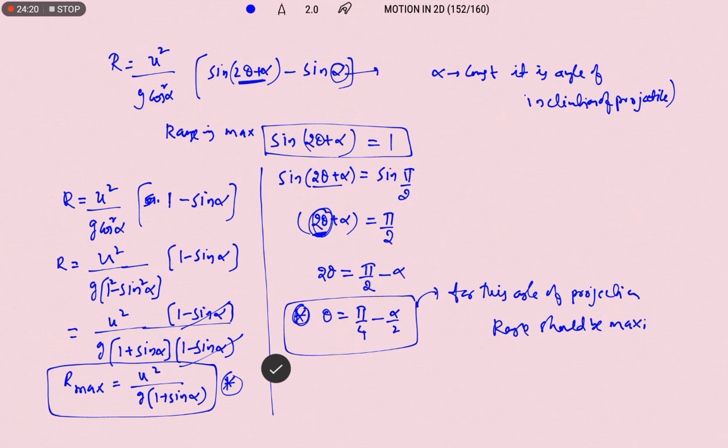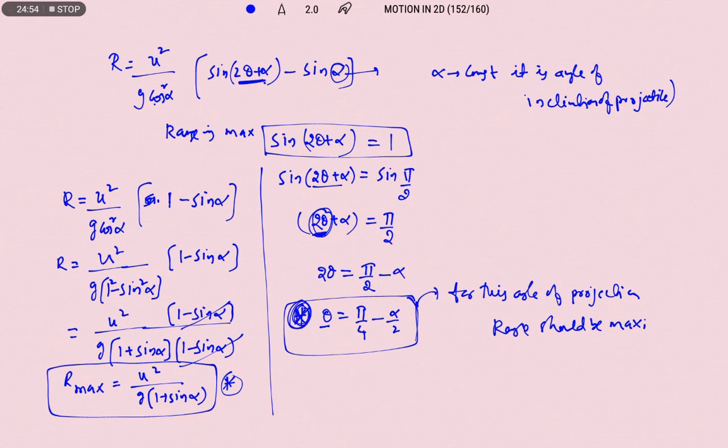Okay, so this is the condition for the range to be maximum: the angle of projection theta should satisfy this angle. If it is satisfied, the maximum range value will be u square by g times 1 plus sin alpha. We can also check this for the smooth inclined plane, and along the horizontal also. Along the horizontal, the angle of inclination we can take as 0, so alpha should be 0.